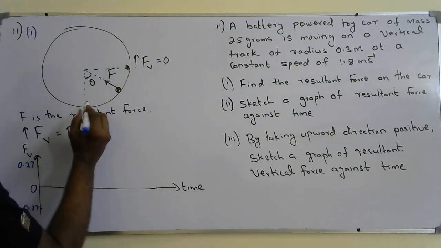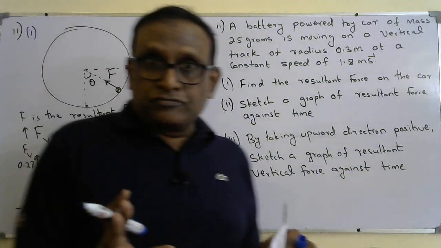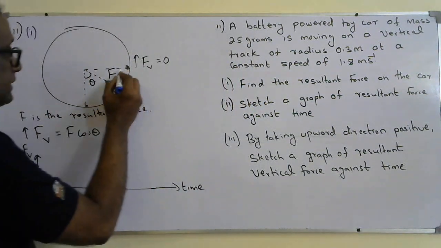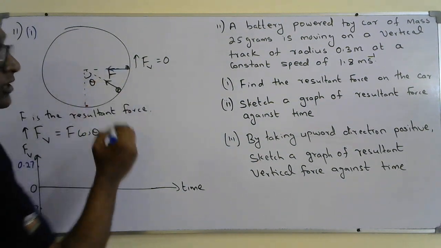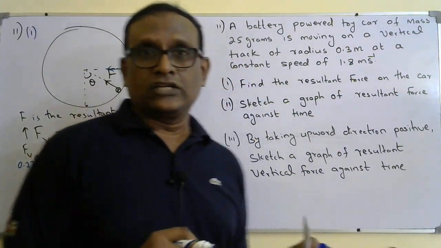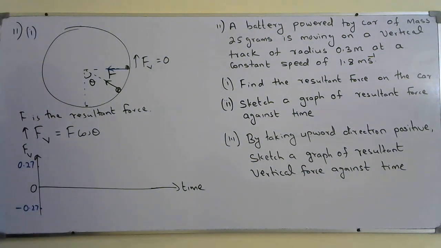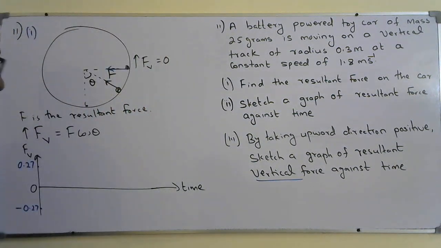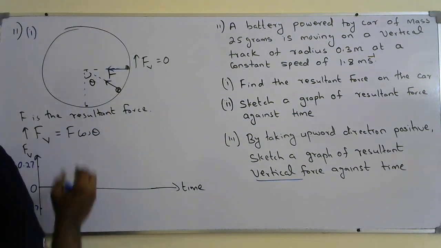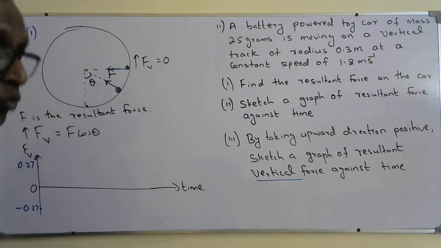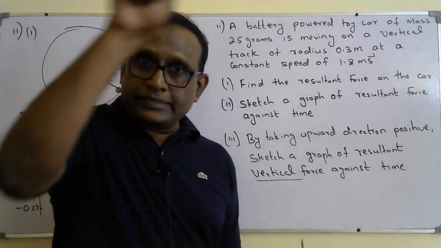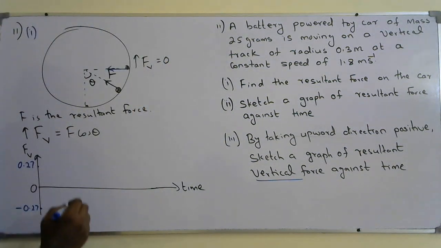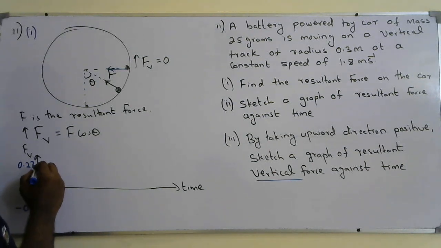When it is at this position, there will be a centripetal force, but the vertical component will be 0 because at this position the centripetal force will be horizontal. A horizontal centripetal force won't have any vertical component. We are drawing the graph for the vertical component because the question says resultant vertical force. So at that position, it will be 0. The time taken to move from here to here is 1/4 of the time period, because the time taken for one full orbit is the time period. So at 1/4 of the time period, it will be 0.